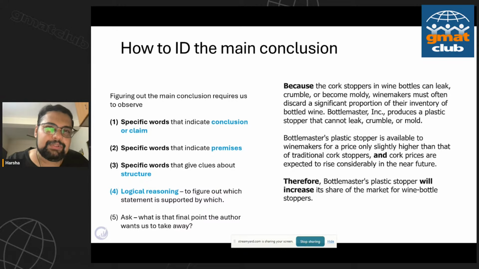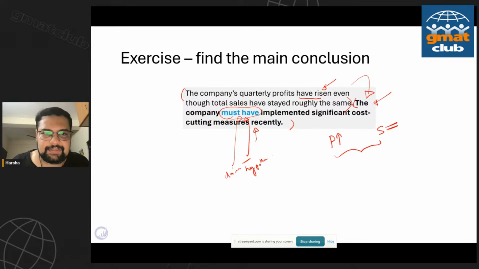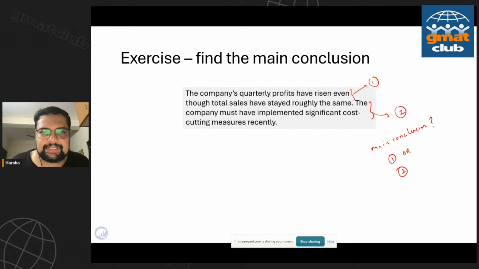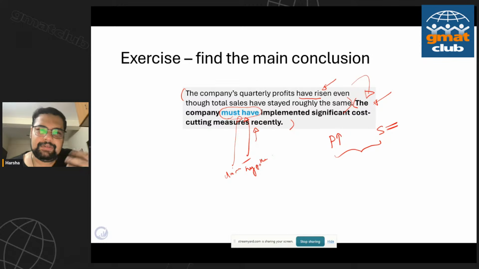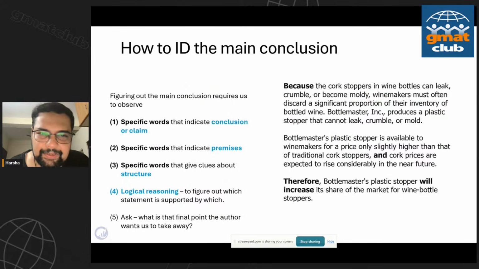Similarly, sometimes you will see a premise indicating word, right? For instance, often you'll see this word because. We saw this, something is happening because of this. When you see the word because, that's usually the reasoning for something. It can almost never be the main conclusion. So you have words like this which indicate premises also.